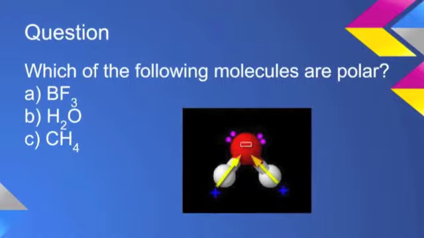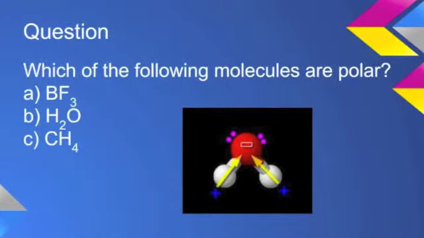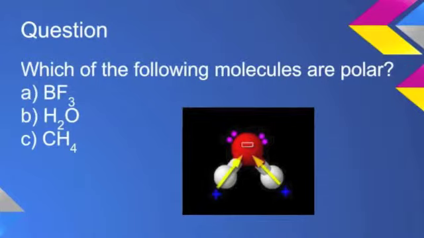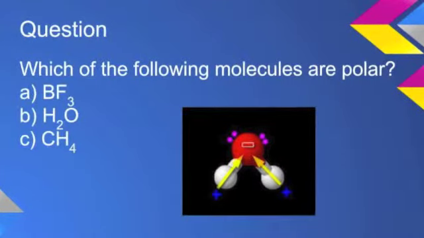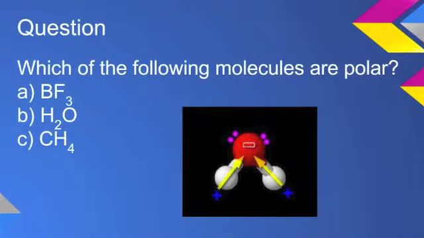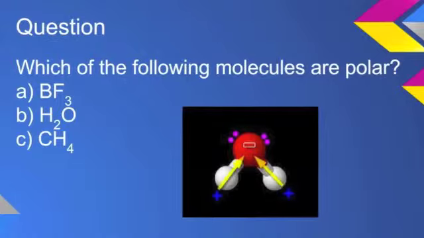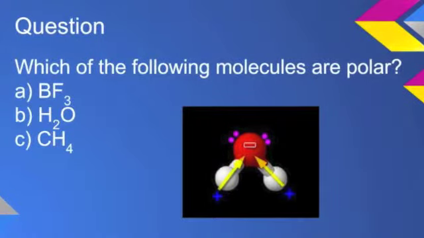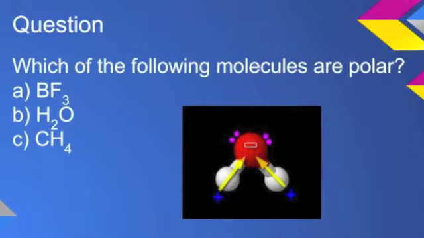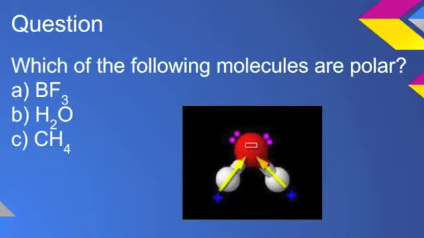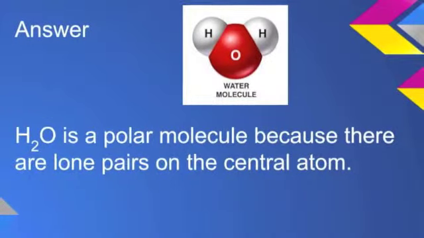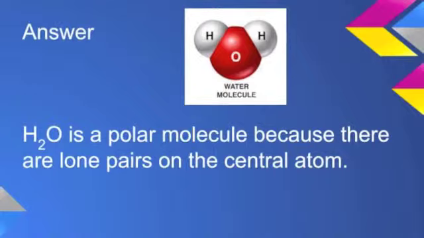Which of the following molecules are polar? H2O is a polar molecule because although the pull of the hydrogen atoms are the same, the lone pair makes the molecule have poles because the hydrogens are on one side while the oxygen is on the other.